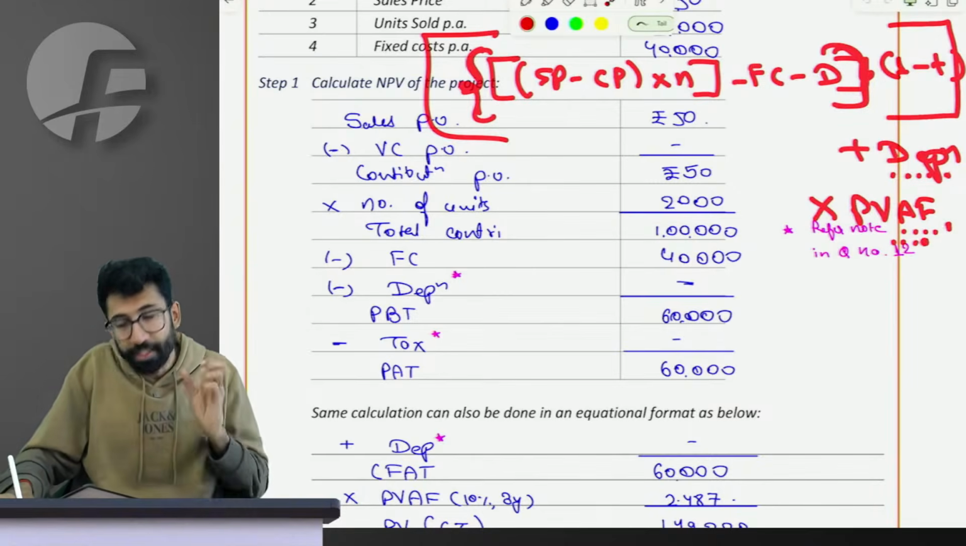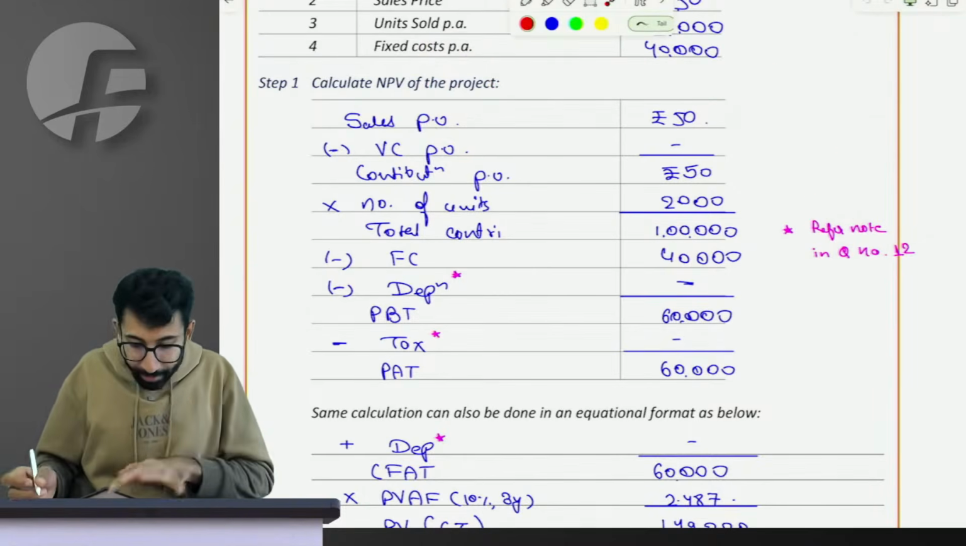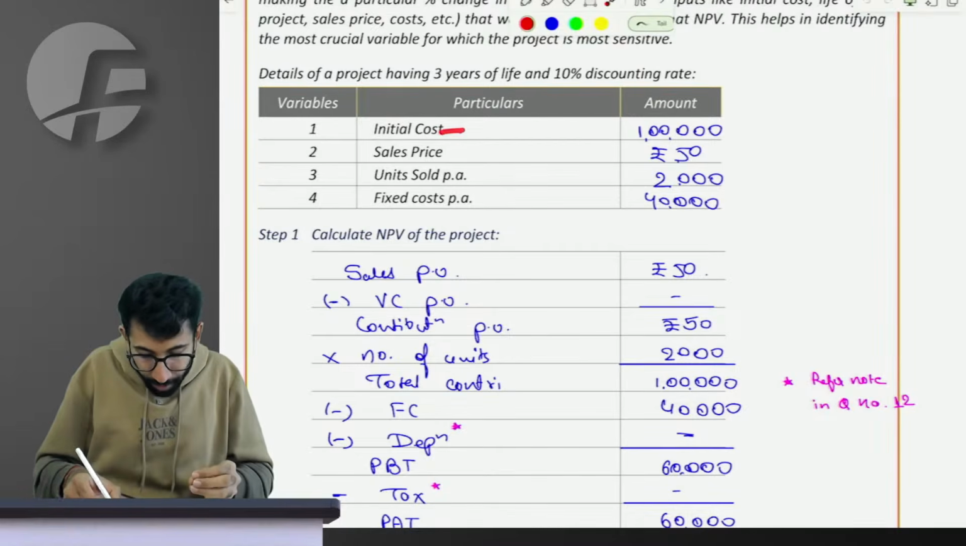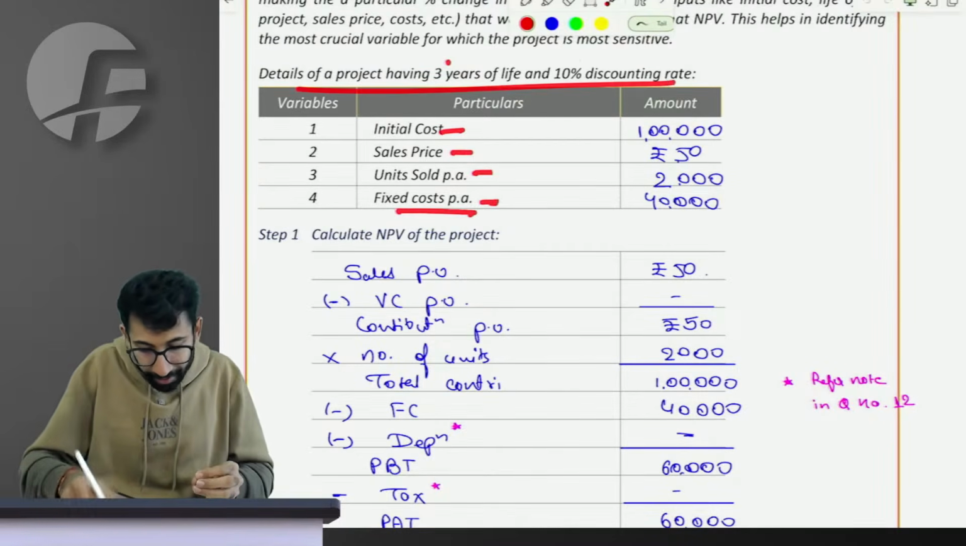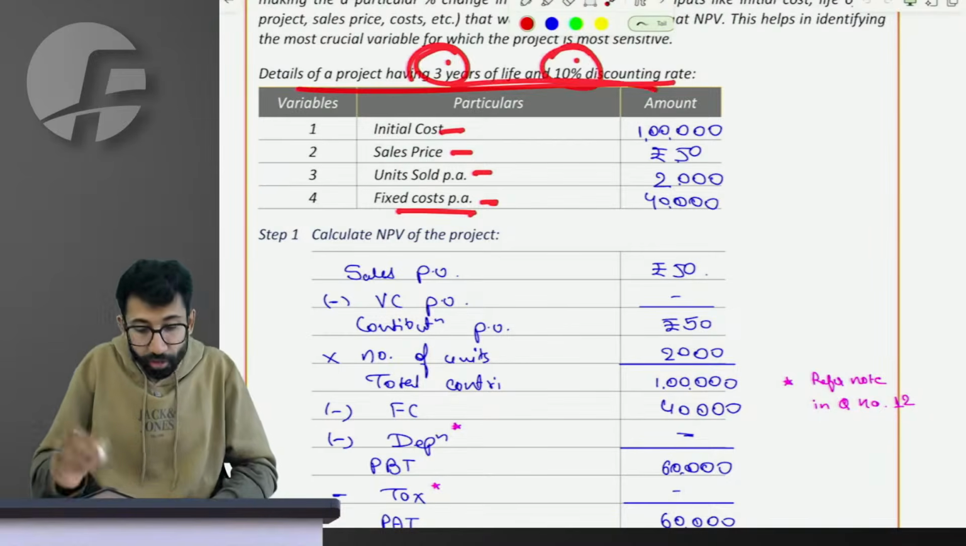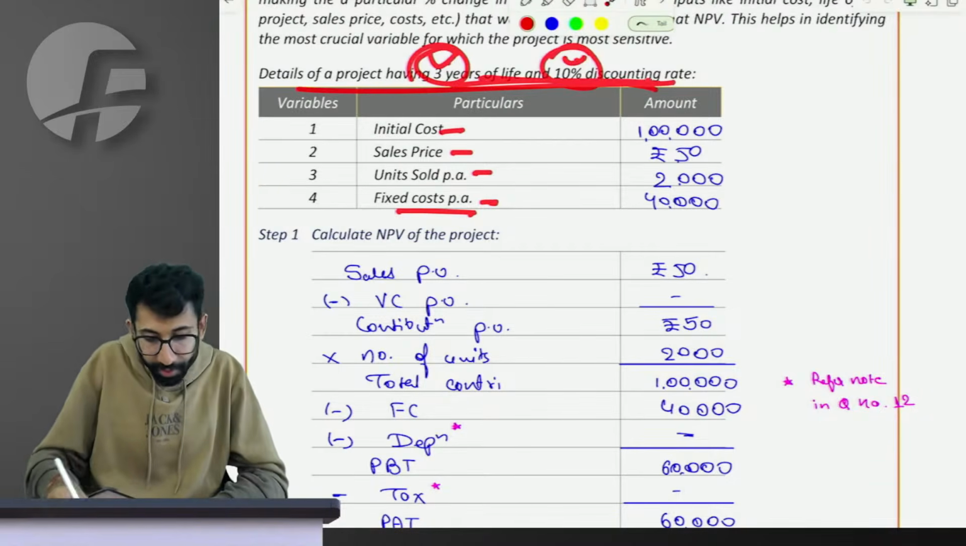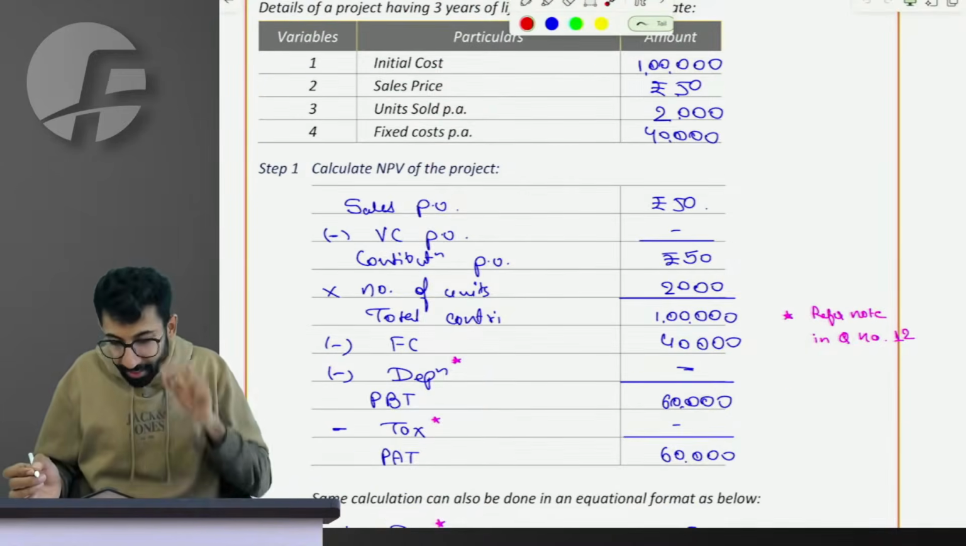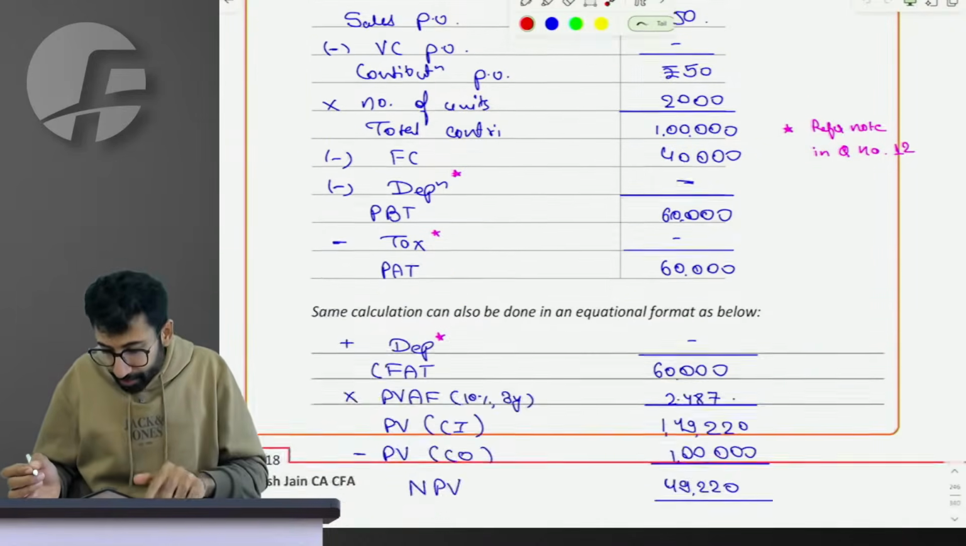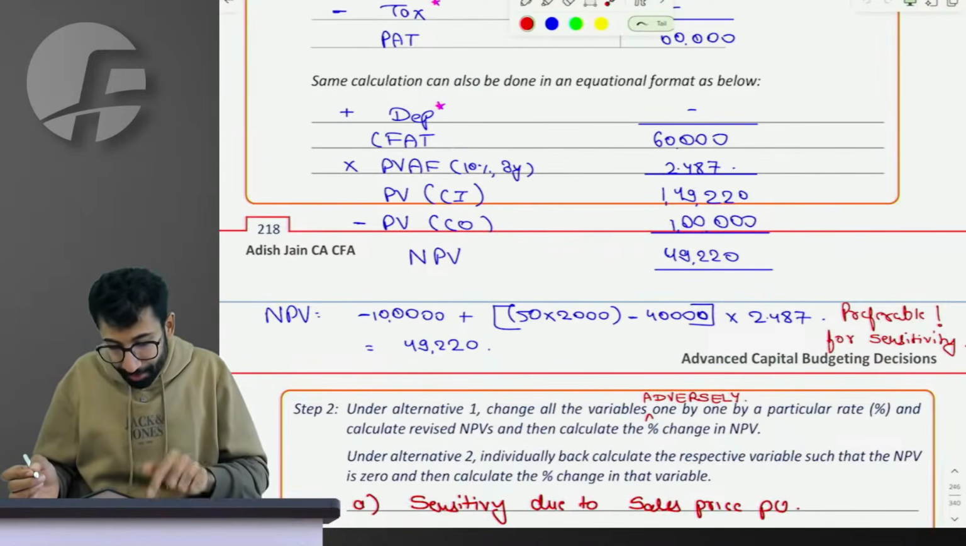Now what is sensitivity analysis? Let me tell you. Imagine that I've been given the data that initial cost is this, sales price is this, units sold is this, fixed cost is this, and the life of the project is 3 years and the discounting rate is 10 percent. Accordingly, I try to calculate NPV. Let's do it in terms of the equation.